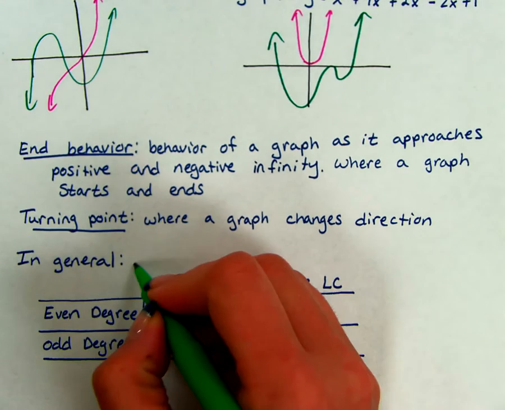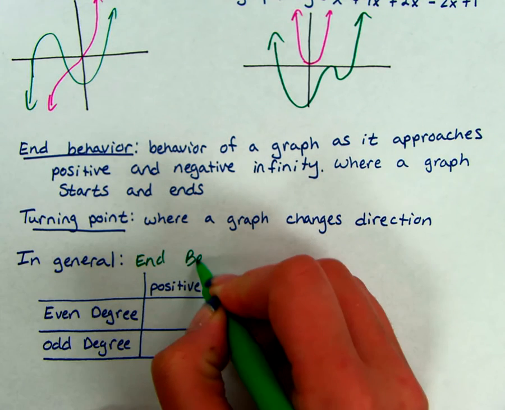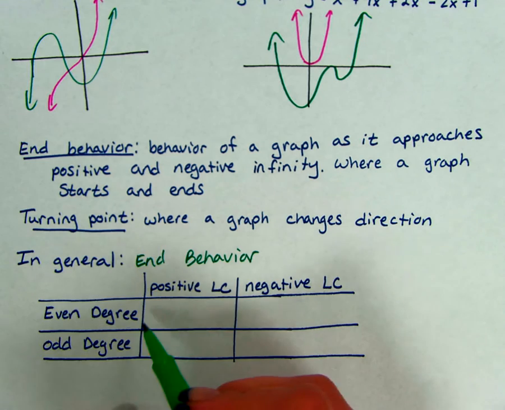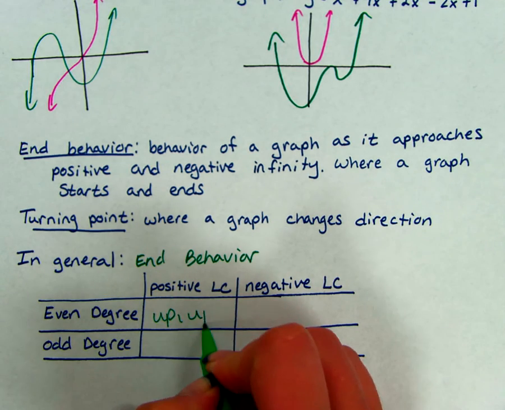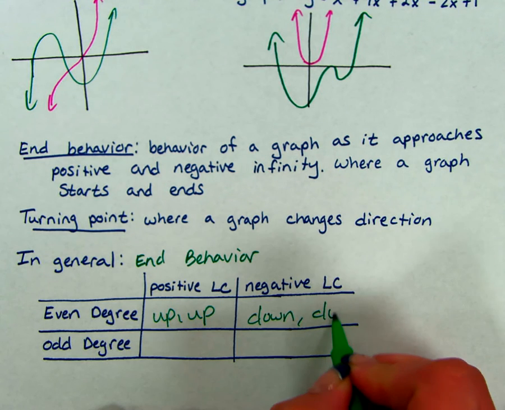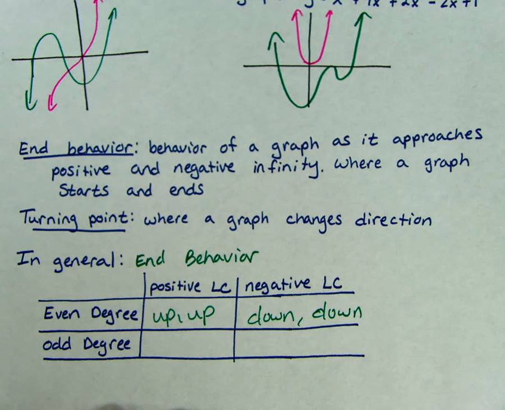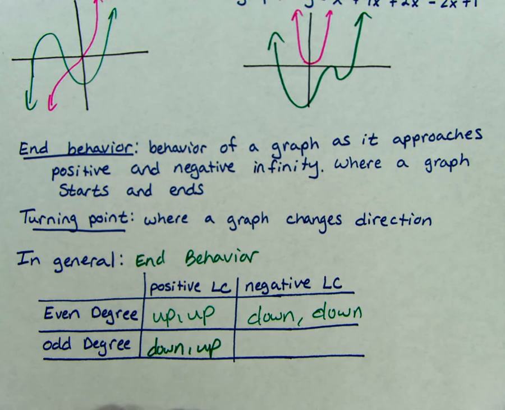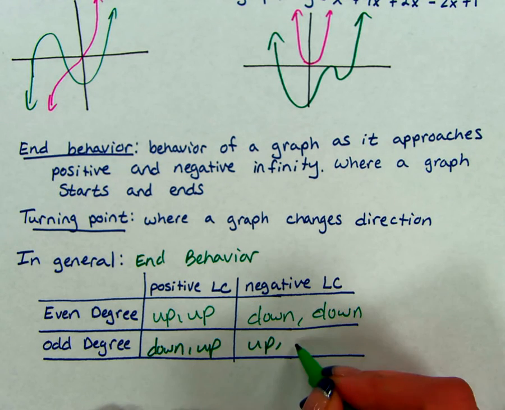So in general, this is talking about end behavior. Okay. If we have a positive leading coefficient for an even degree, it's going to start up, end up. If it's a negative, so a reflection happened, it's going to start down and end down. And then an odd degree is going to start and end in 2 different places. So if you can think of a linear function, a positive slope on a linear function, that'll be the same for all odd degrees. So it's going to start down and end up. And if there was a reflection, that means that it's going to start up and end down.